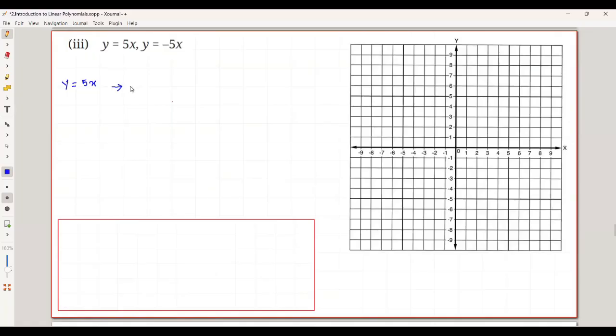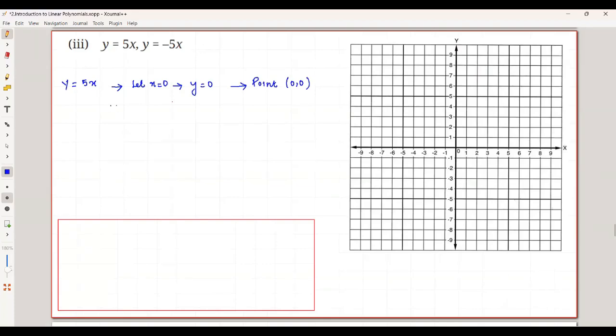Let x is equal to 0. If x is equal to 0, then y will be 5 into 0, which is 0. Therefore the point is 0 comma 0. Here also b value is missing, so this also should pass through the origin 0 comma 0.